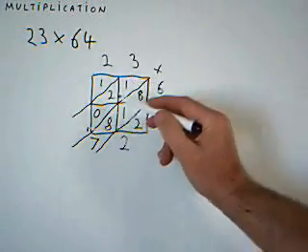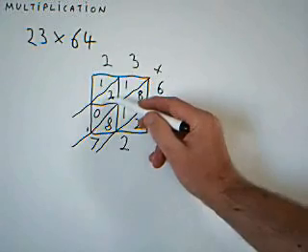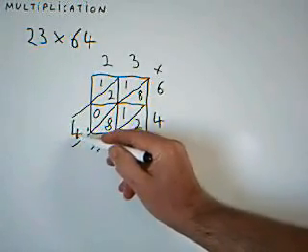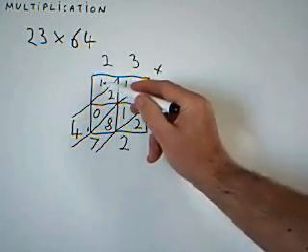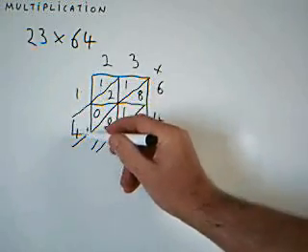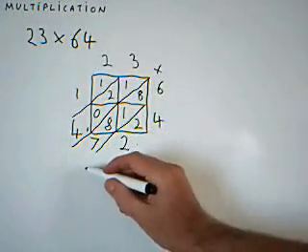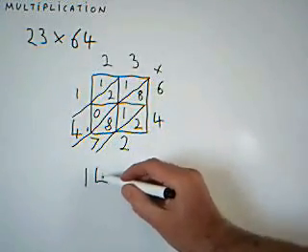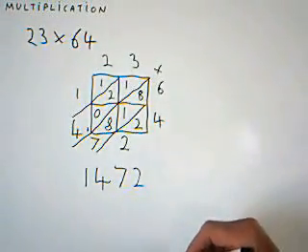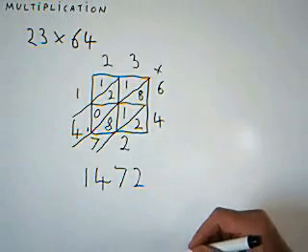Now we do this one. 1 and 2 is 3, and another 1 is 4. And the final one, well, it's only that number there, and that's our answer. You read it round here like this. 1, 4, 7, 2. And that's the grid method.